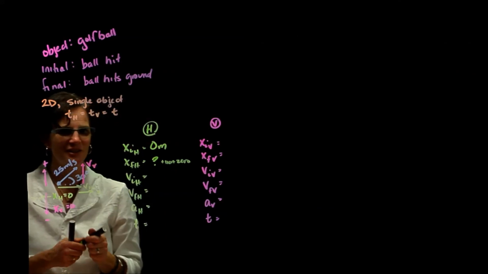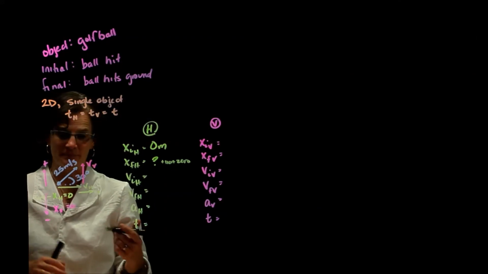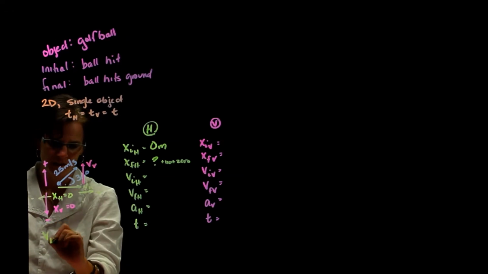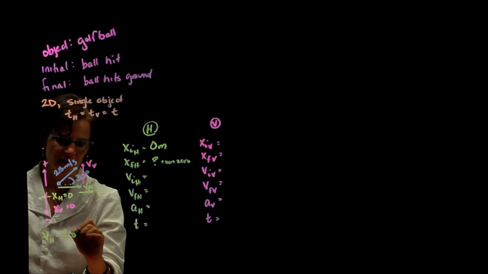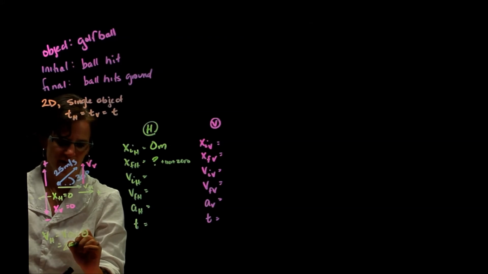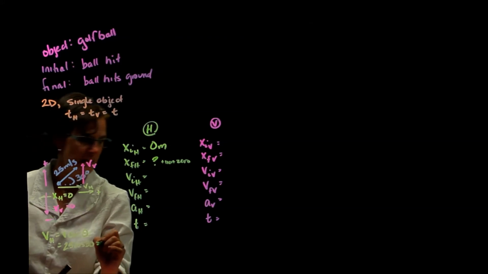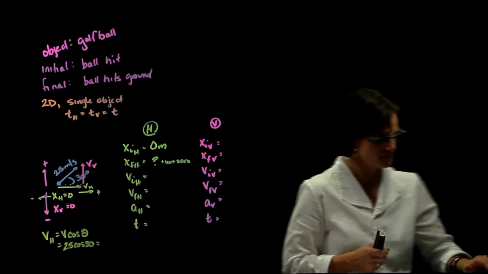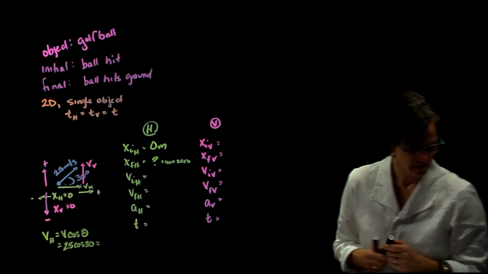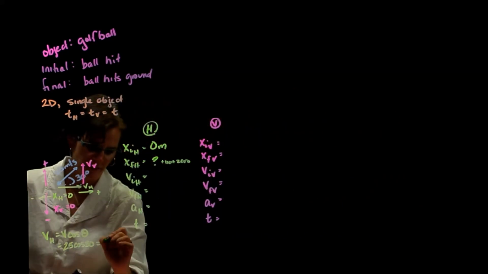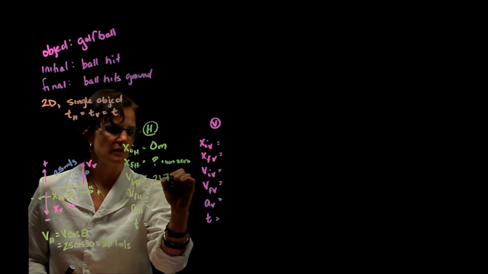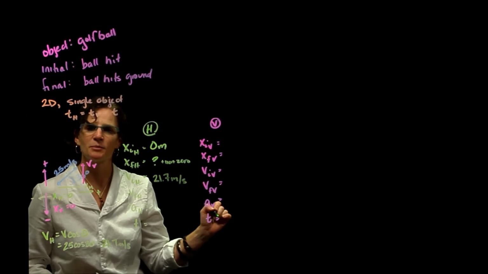Well, this is just our vector trigonometry. So if I want this component, it's adjacent to my angle. So my horizontal component is equal to the velocity times the cosine of the angle. So in this case, 25 times the cosine of 30 is equal to 21.7 meters per second. So my initial horizontal velocity is 21.7 meters per second.